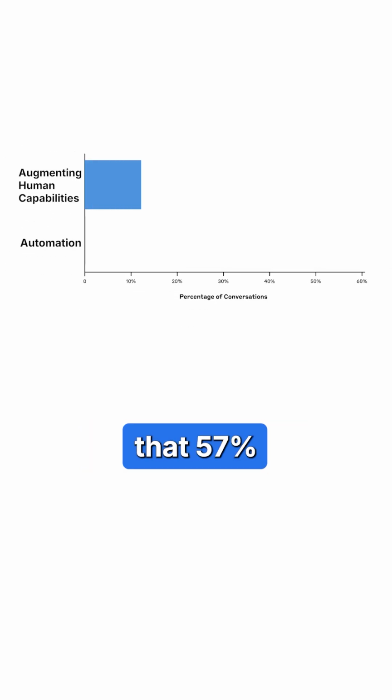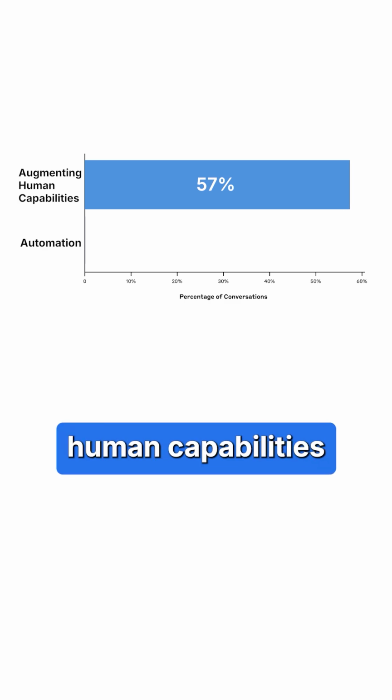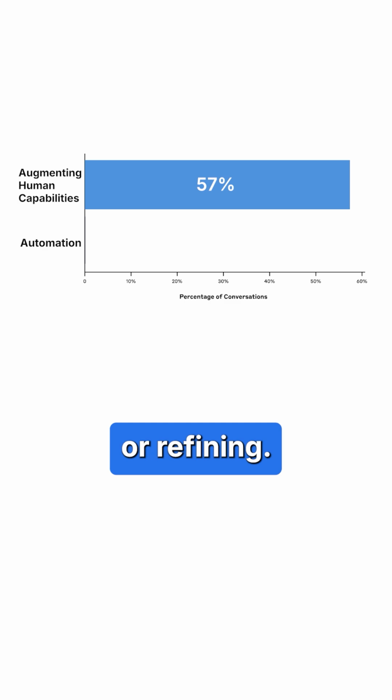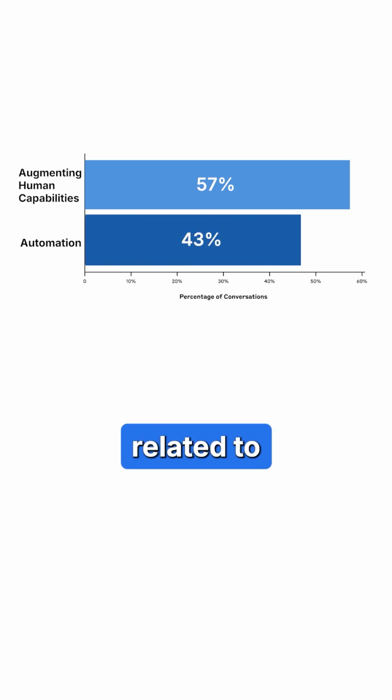Findings reveal that 57% of the usage in Claude is for augmenting human capabilities with tasks like learning or refining, while the remaining 43% of usage is for tasks related to automation.